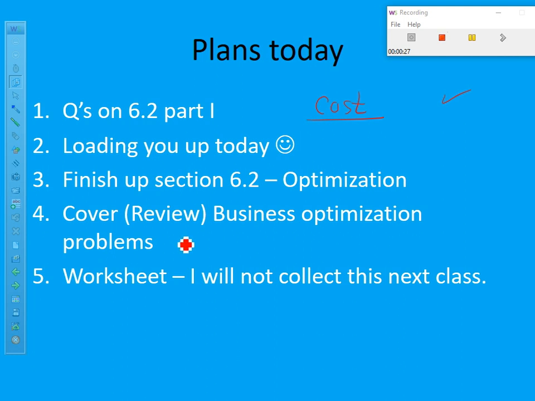And then I need to review, I'm hoping it's review, those business applications that we've been dabbling with all year. Kind of clean those up and make sure that you understand how to minimize the cost while maximizing the revenue. Then, of course, the assignment will be a worksheet that I won't collect next time. I'll collect the time after, but of course you'll have another one next time.